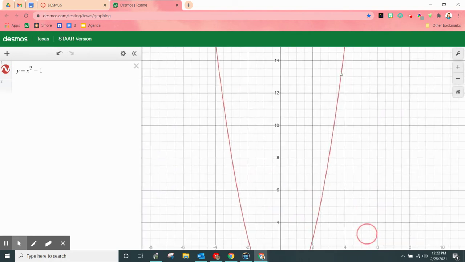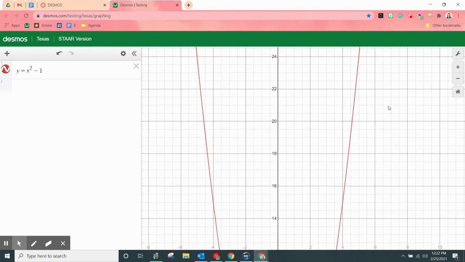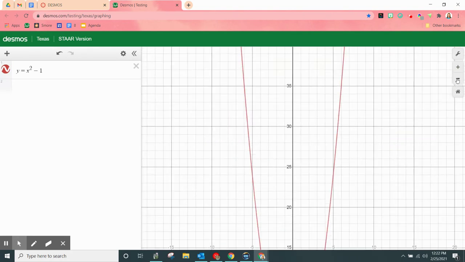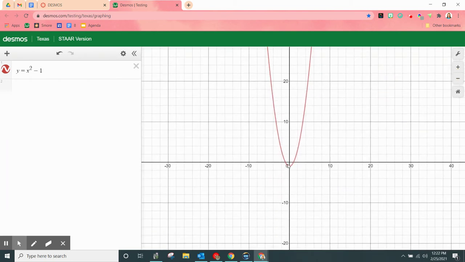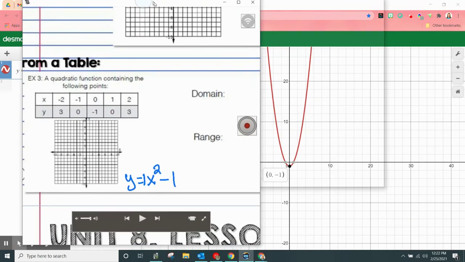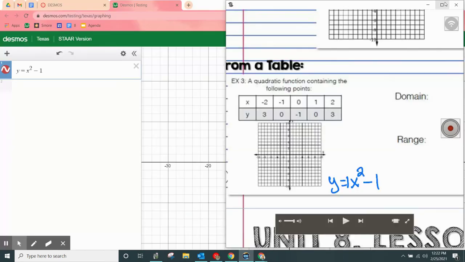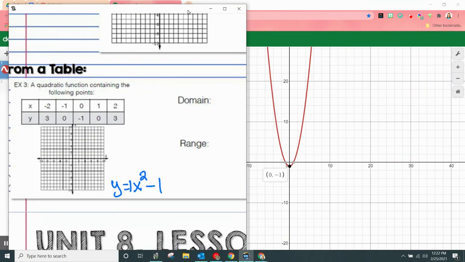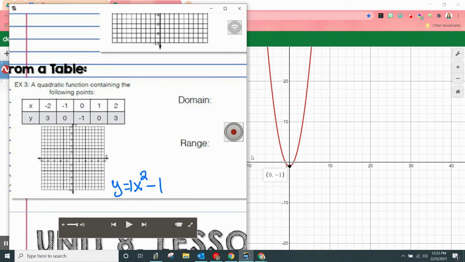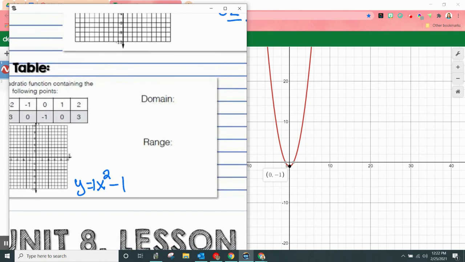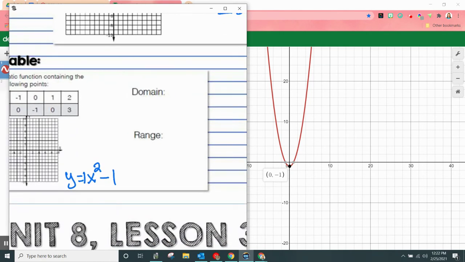Now, Desmos does not give you arrows, but notice if you drag, this picture is not stopping. It's going to keep going. But I notice down here, my graph doesn't go any further than this point right here. So let me pull this up and bring it over here. Looking at my graph here, I want to find the domain and range. You can sketch a picture on that graph if you want to, but we have the picture right here in Desmos.